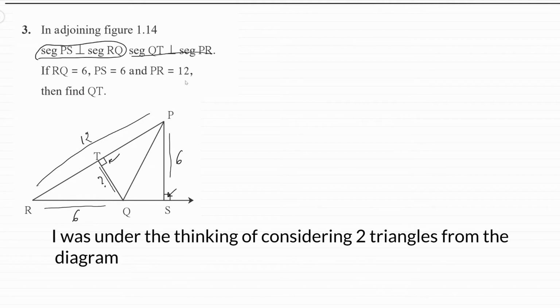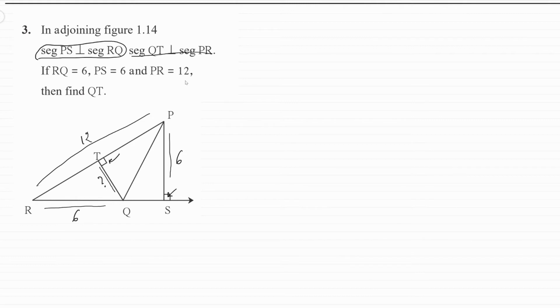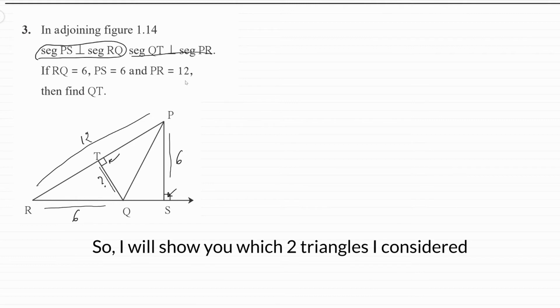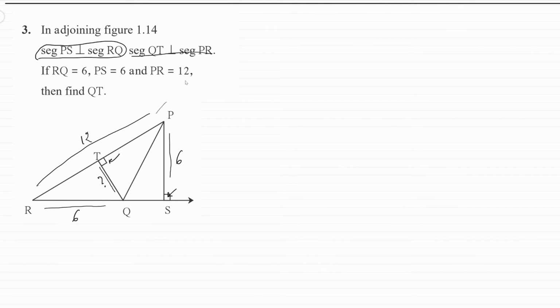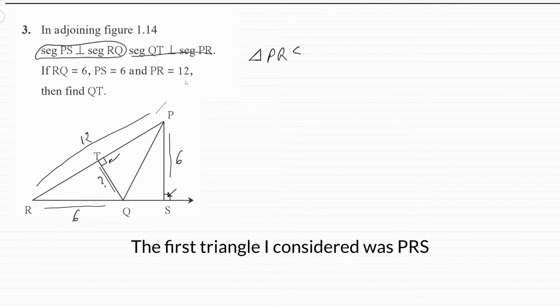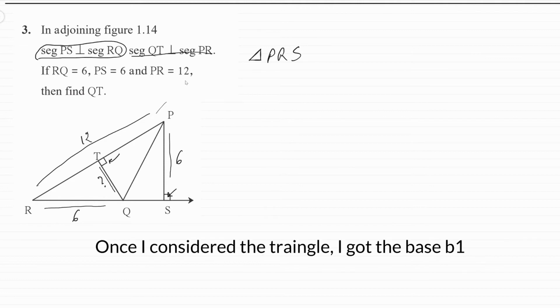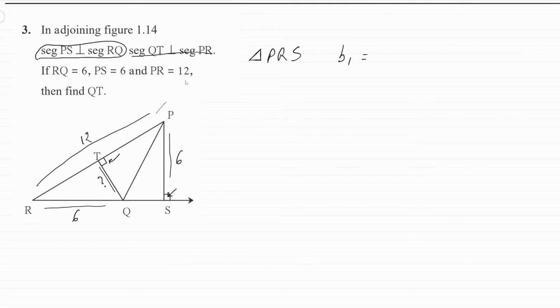सो दैट मीन्स मुझे ये लगा कि दो ट्रायंगल्स को हमको कंसिडर करना है. सो व्हाट आई डिड, आई कंसिडर्ड टू ट्रायंगल्स. तो मैं दिखाता हूँ कौन से दो ट्रायंगल्स मैंने कंसिडर किए. सबसे पहला ट्रायंगल जो मैंने कंसिडर किया वो ट्रायंगल PRS, ओके. अब जैसे ही मैंने ये कंसिडर किया तो फिर उसका बेस 1 आता है सेगमेंट RS, और हाइट 1 आता है सेगमेंट PS.